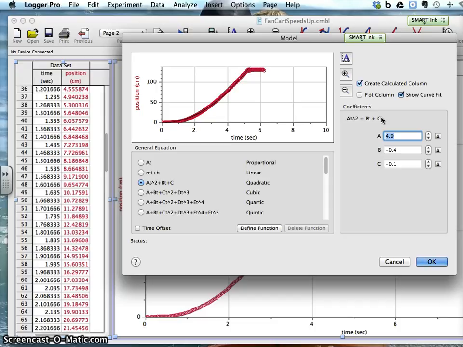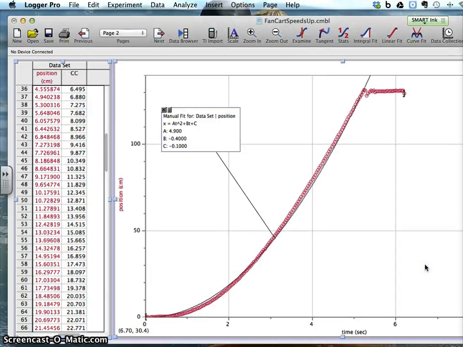And this equation right here, the A t squared plus B t plus C with my A, B, and C values, Logger Pro is going to take all these times, and it's going to make a new column. That's why I checked create calculated column. It's going to use this equation to calculate another column. And it's going to do that super fast. Watch. See, it's done. Make sense?